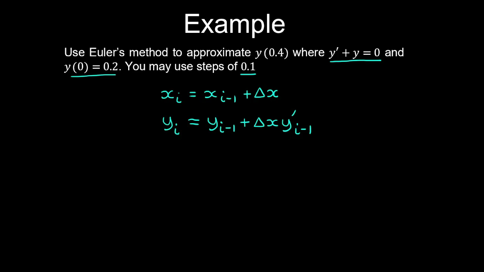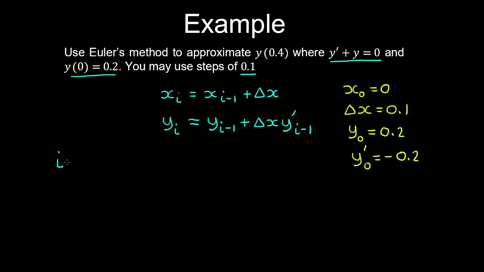And the initial conditions. So x0 is 0, delta x is 0.1, y0 is 0.2, and therefore the initial slope is equal to minus y0 by this differential equation. And now we can start our steps.